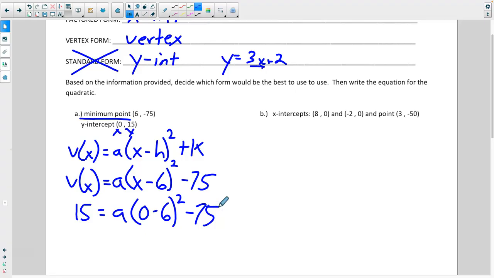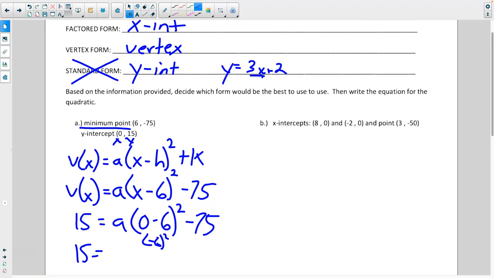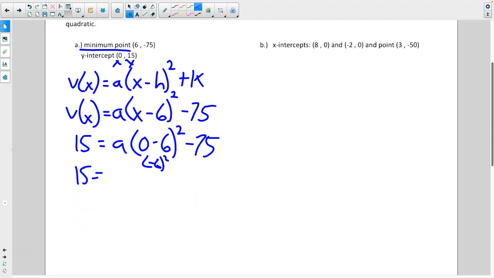And now we just kind of work through it. We solve that. So, what is -6 squared? Some of you are going to write this as a times 36.